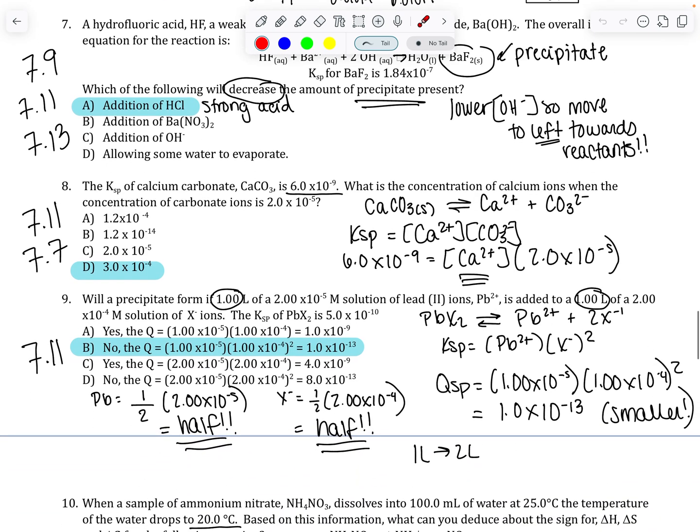Number 8 says the Ksp of calcium carbonate is 6.0 times 10 to the negative 9. What is the concentration of calcium when the concentration of carbonate is 2.0 times 10 to the negative 5th? You just plug it in and solve. I write my Ksp expression, plug in everything that I know, and solve for calcium.